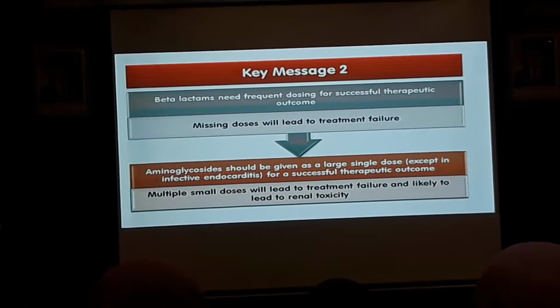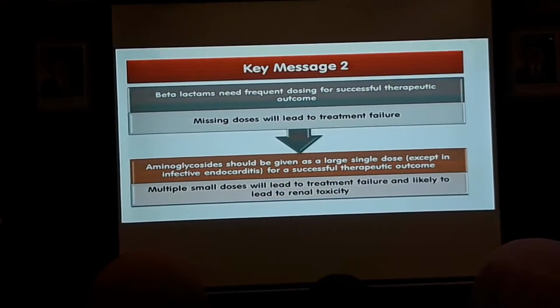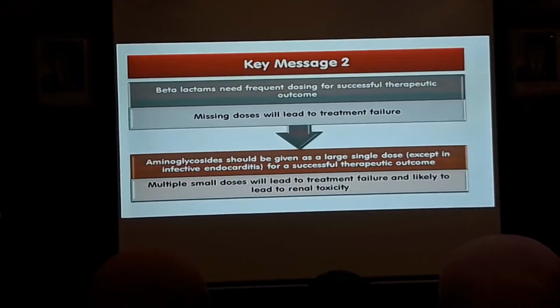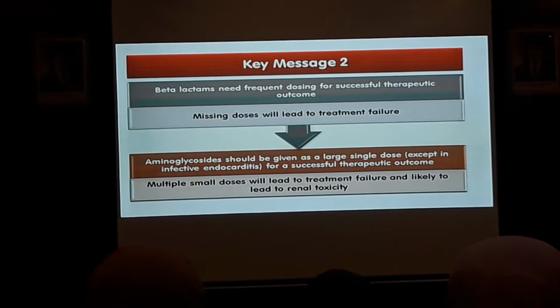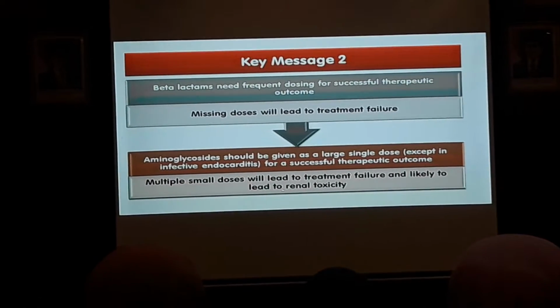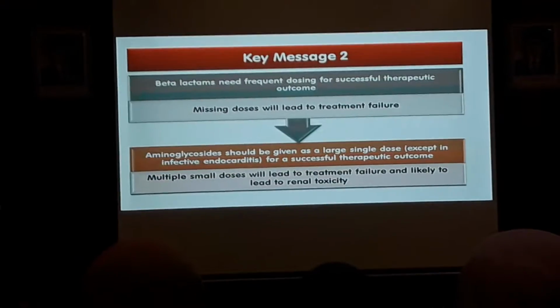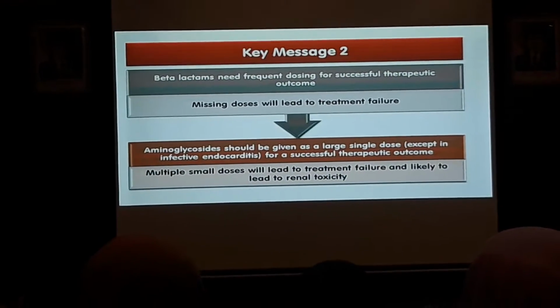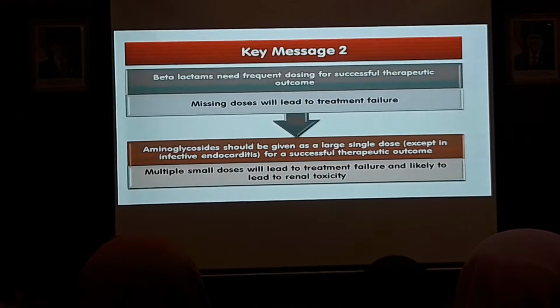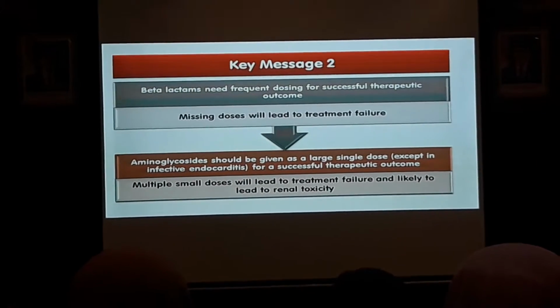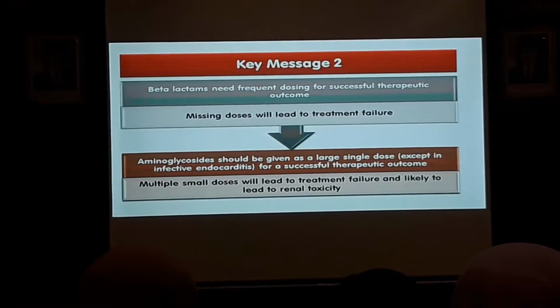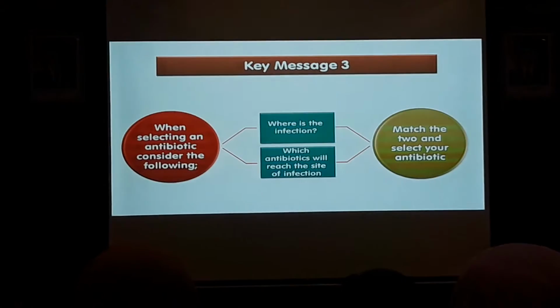Aminoglycoside should be given as a large single dose, except in infective endocarditis, for a successful therapeutic outcome. Multiple small doses will lead to treatment failure and are likely to lead to renal toxicity. If the use of aminoglycoside is unavoidable, make sure you start with high concentration at the beginning of the treatment. Otherwise, it will fail to treat your patient.